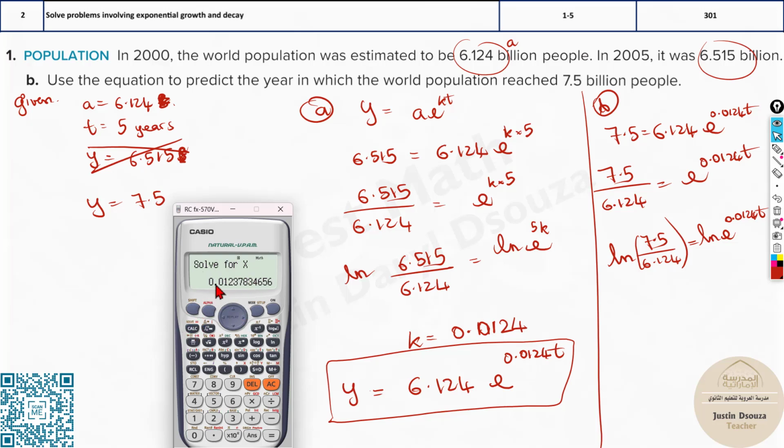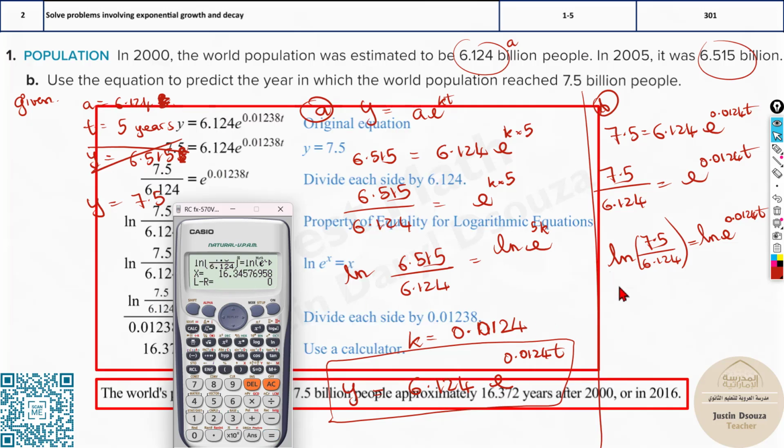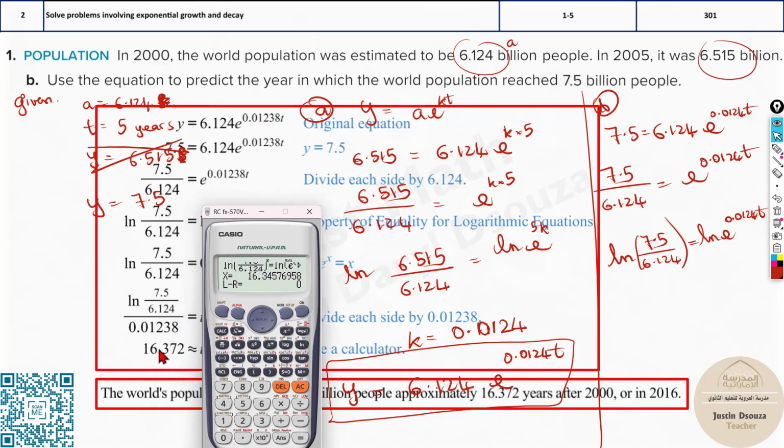This is the previous answer which is stored. Now when you press equal to, here you go, it's 16.34. That's the answer. Let's just double check. Yes. Now see here, the answer is 16.372, and here we got 16.34. That doesn't matter, because see here, they have taken 0.01238. Now we have rounded off to 4 decimals. So it's absolutely fine.